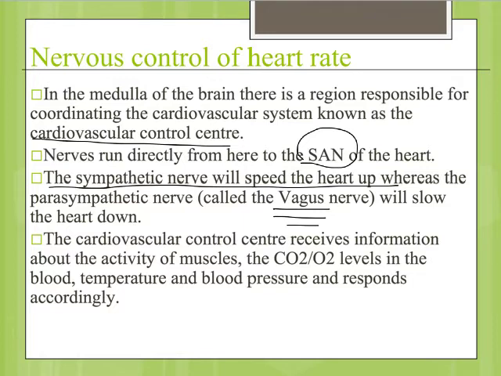So how that works, basically the cardiovascular centre is constantly being given information from your body about the amount of carbon dioxide and oxygen in your blood, the temperature of your blood, how much pressure it's under, and also the activity of your muscles. So when your muscles start working, when you start running, that feeds back to the cardiovascular centre, and it starts to respond to those actions, and it'll increase your heart rate, increase your breathing rate accordingly.